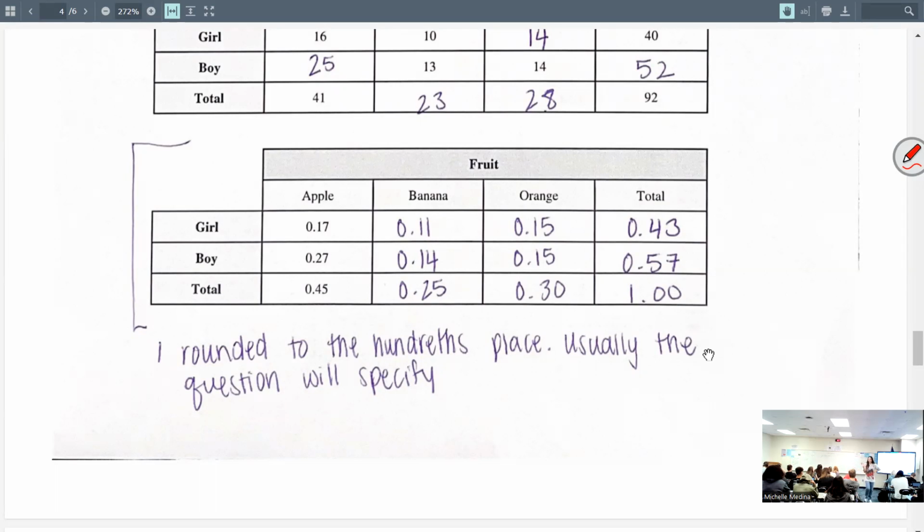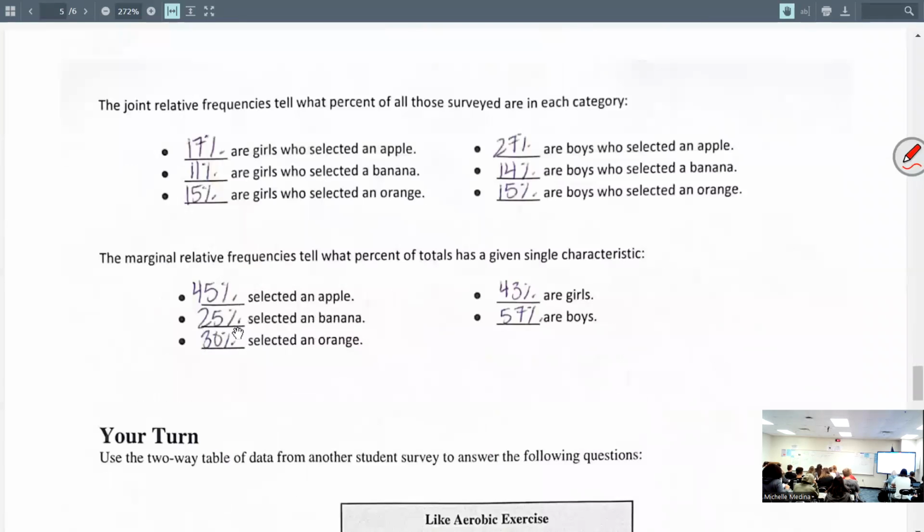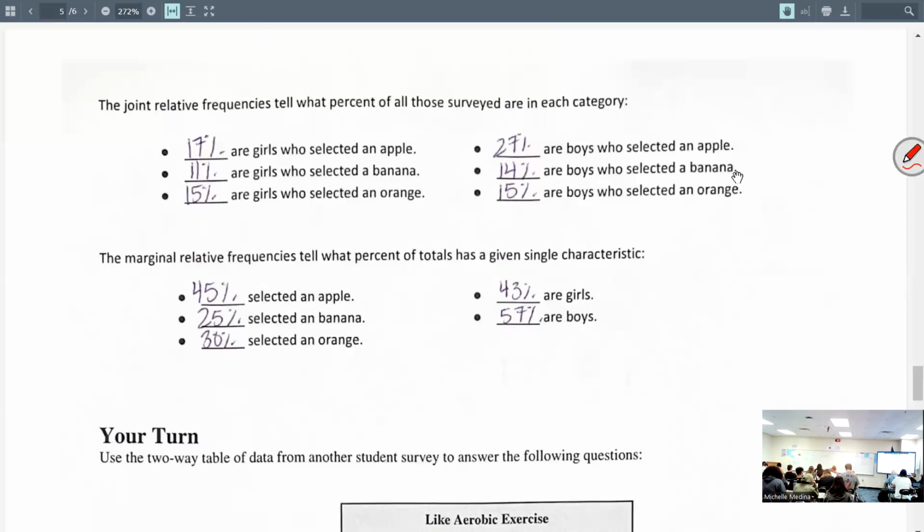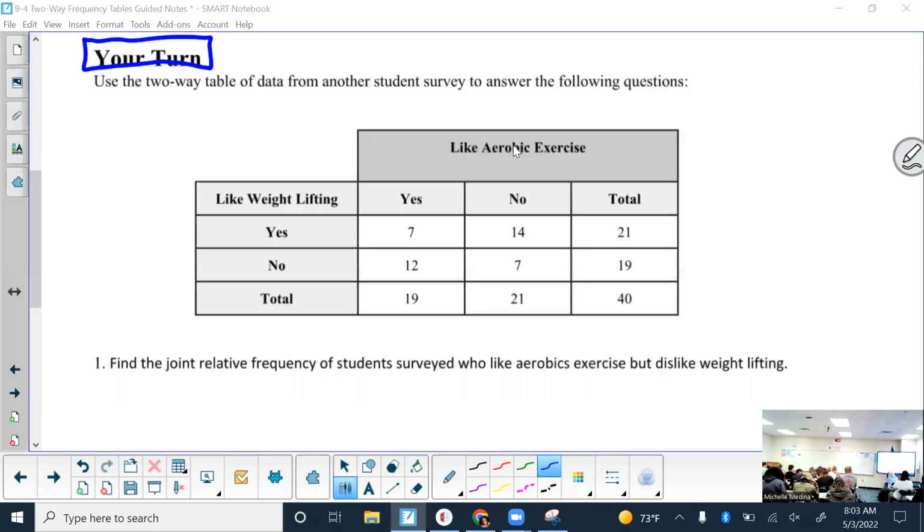All right, I'm going to skip the other your turn, or maybe not. Do that your turn that's on the next page. Don't do this part with the percents, because I think that's pretty clear. Maybe not. Try this one, your turn. All right, so this is like what you'll see on a test. They'll give you the data, and it wants the joint relative frequency of students surveyed.